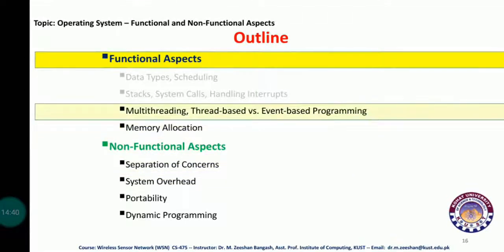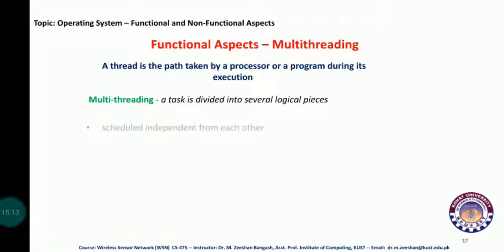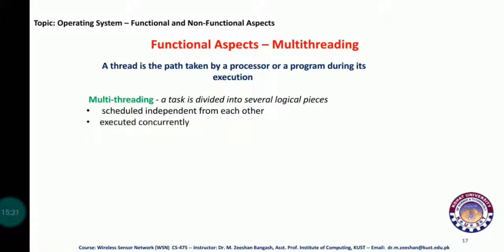Now the next functional aspect is multi-threading and threading concepts. We already know from the concepts we have learned in operating systems that a thread is the path followed by a processor or a program during its execution. So it's basically a sort of process, and that process can be further subdivided. A task can be divided into several logical pieces, and we call that multi-threading. These threads are scheduled independently from each other, can be treated like separate processes, and can execute concurrently.